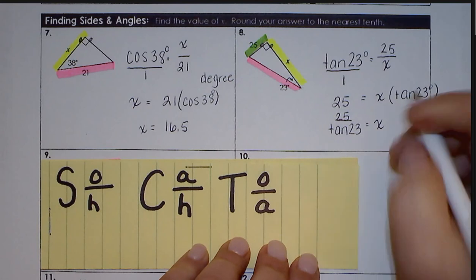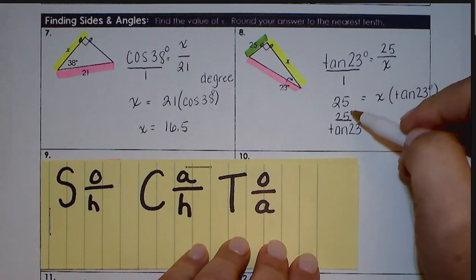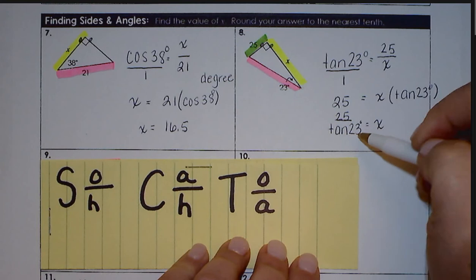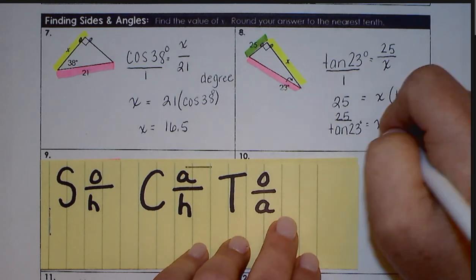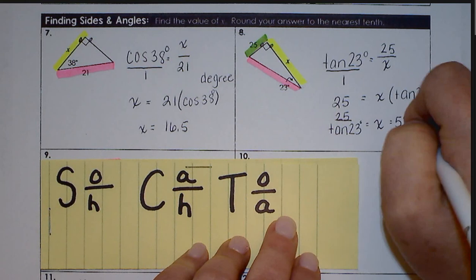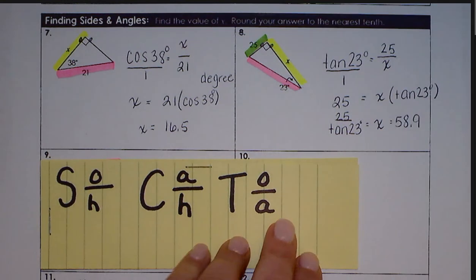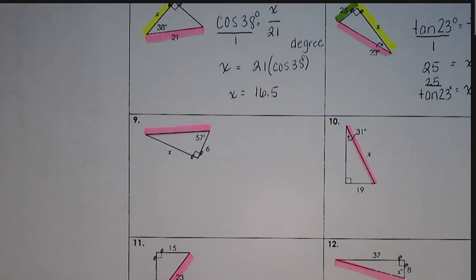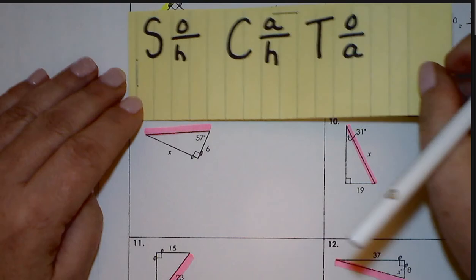So you go into your calculator and you type 25, division symbol, tan 23 equals, and you're going to get something that you round to the nearest tenth. All right, so I'm going to ask you guys to pause your video, try number 9, and then come back and see if you got it right.